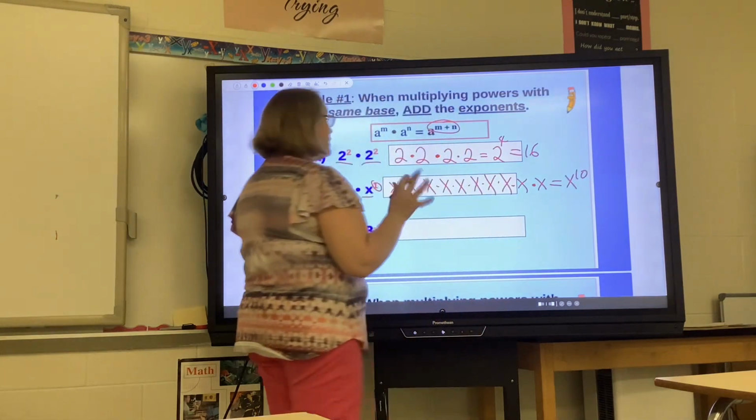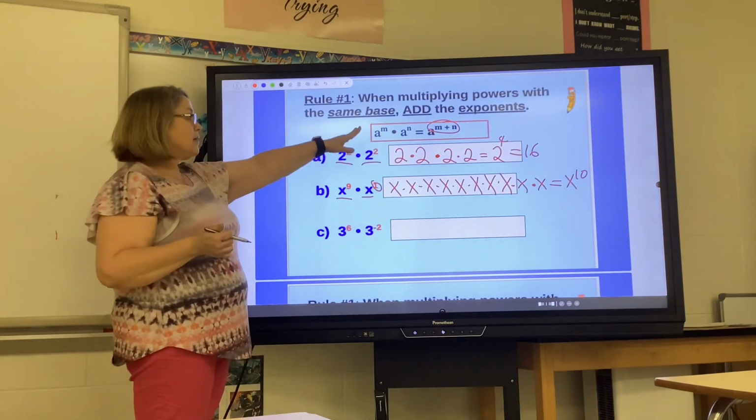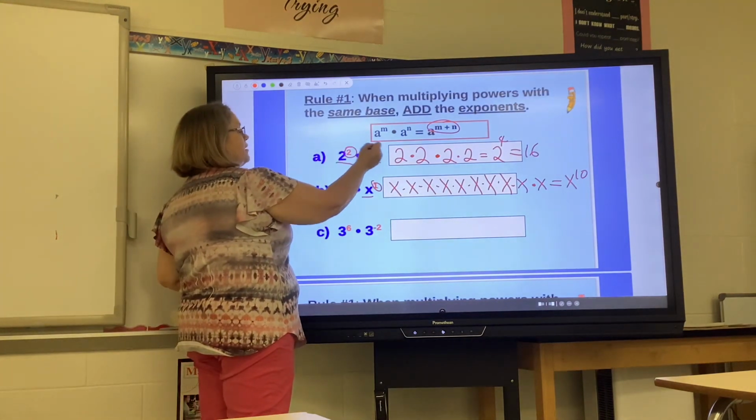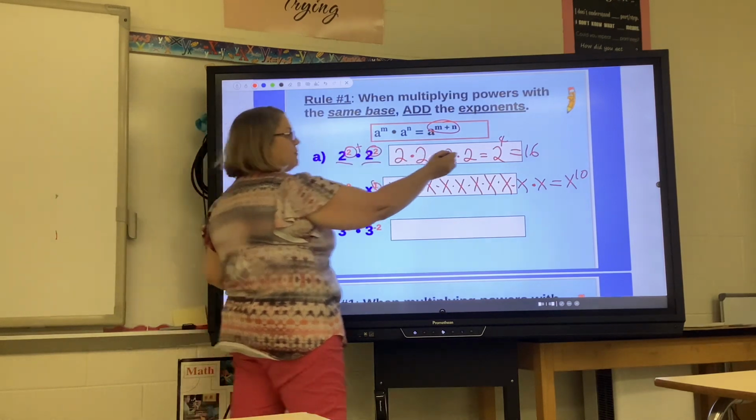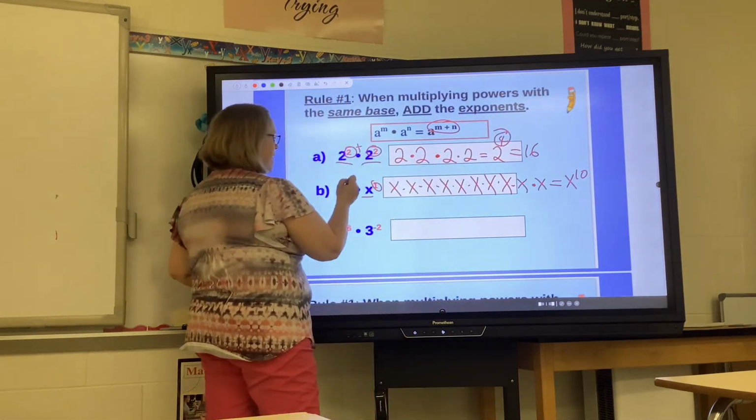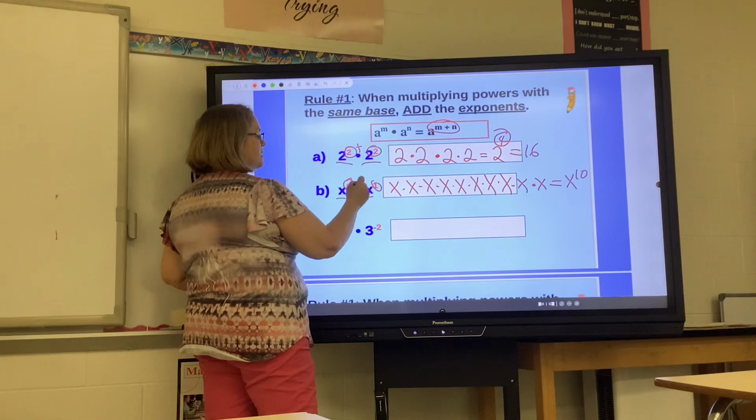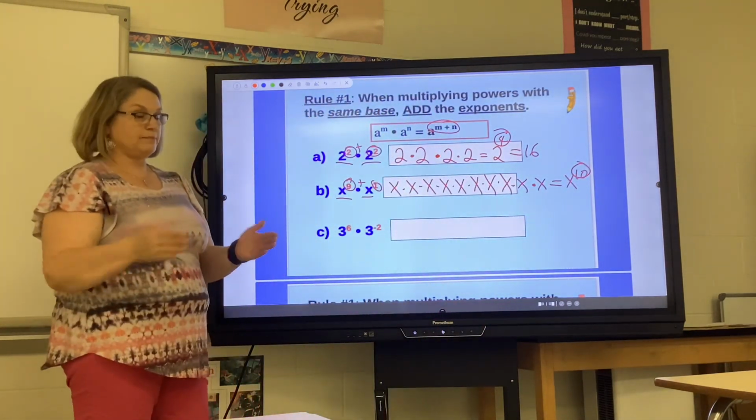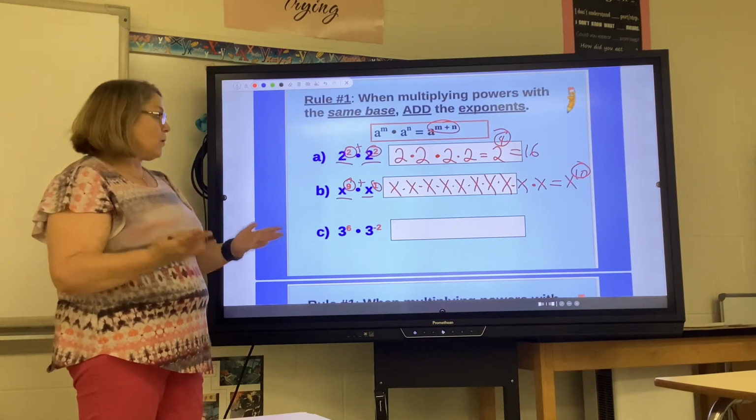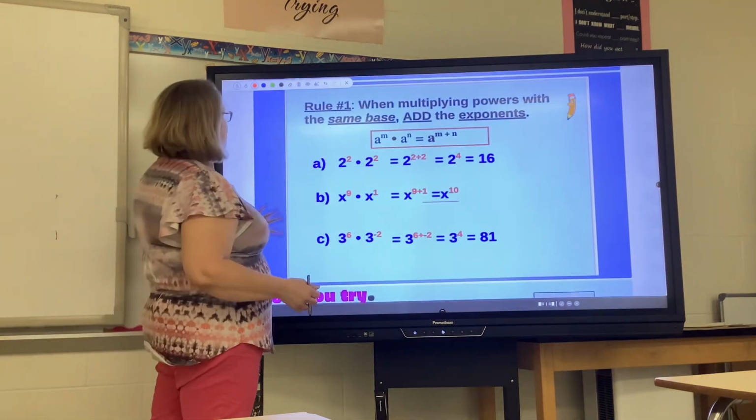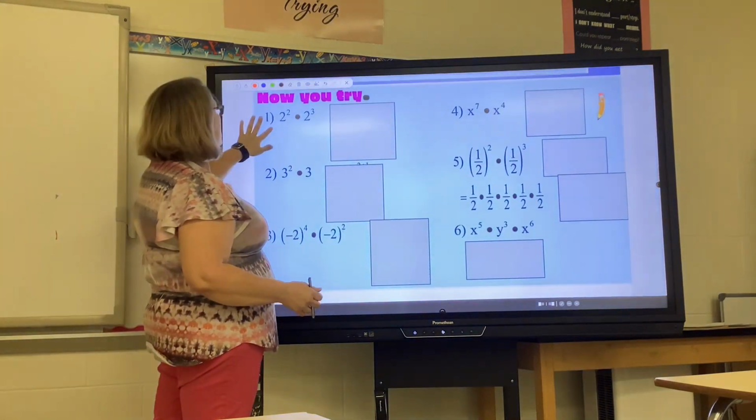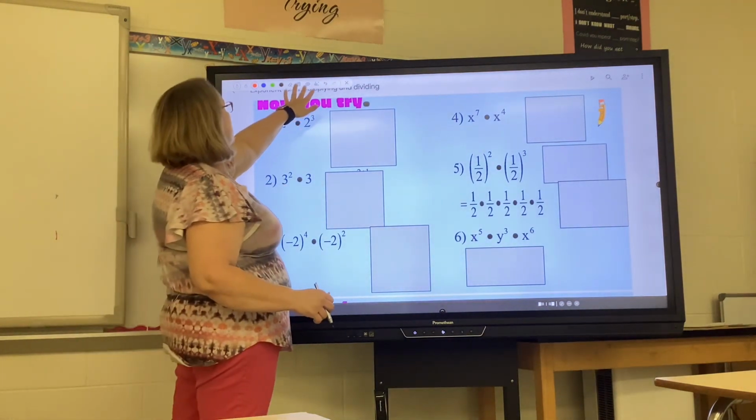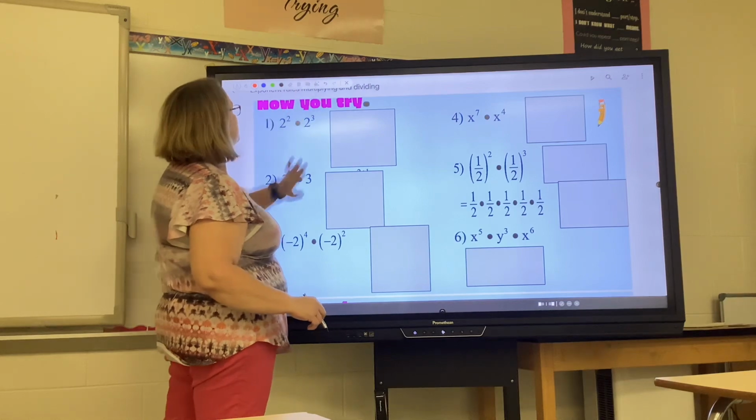Okay? Let's look back at the rule. If we're multiplying, we add the exponent. So if I add 2 plus 2, I will get 4. If I add 9 plus 1, I will get 10. So break it down, put it back together, or just add the exponent. Next. So I only want you to try 1, 2, and 4. So please try 1, 2, and 4.